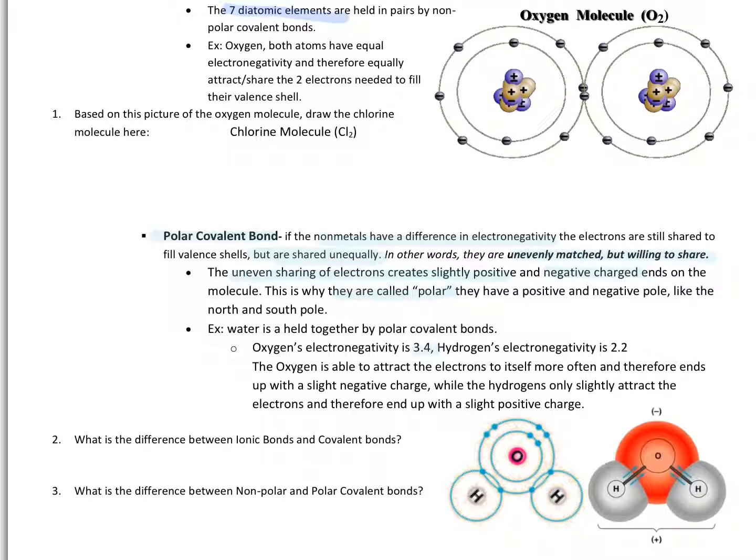Oxygen's electronegativity is 3.4, hydrogen's is 2.2. So when you subtract that, it's only 1.2. It's less than 1.7. So hydrogen's still able to put up a fight for these electrons, but it's not nearly as strong as oxygen. Because oxygen is more able to attract the electrons to itself, therefore it has a slightly negative charge. While hydrogen is only slightly attractive to the electrons and therefore has a slightly positive charge. So that's what we have here, a slightly negative and a slightly positive end.